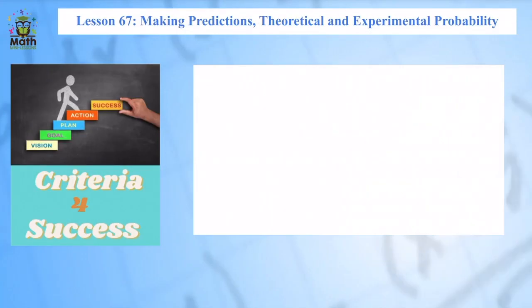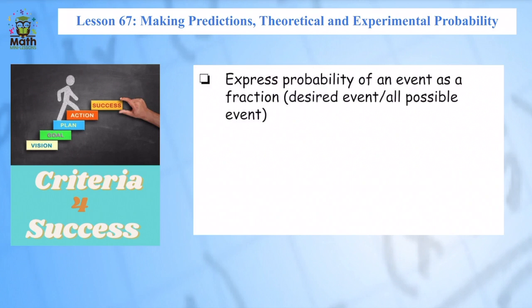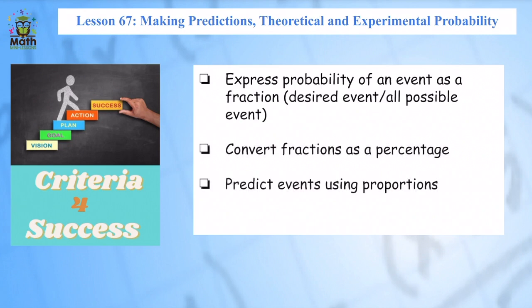Welcome back to lesson 67. We're going to make predictions using theoretical and experimental probability. So watch for a few things. Look to see how I express probability of an event, again, as a fraction, we've been doing this for a while. How I convert the fractions to percents, and I make predictions using proportions. So back to those RP skills that we did so many units ago, and I make comparisons using the data.